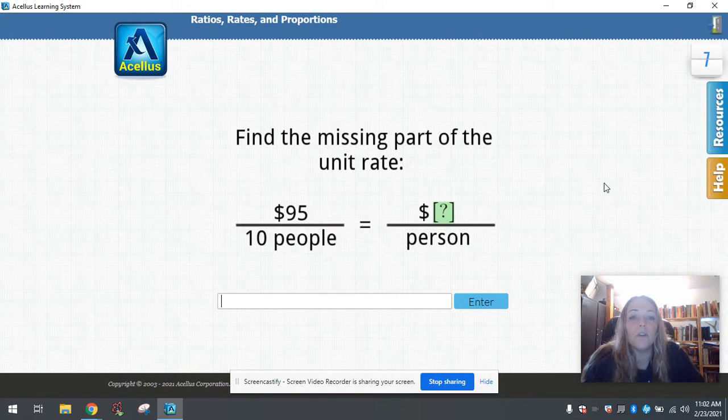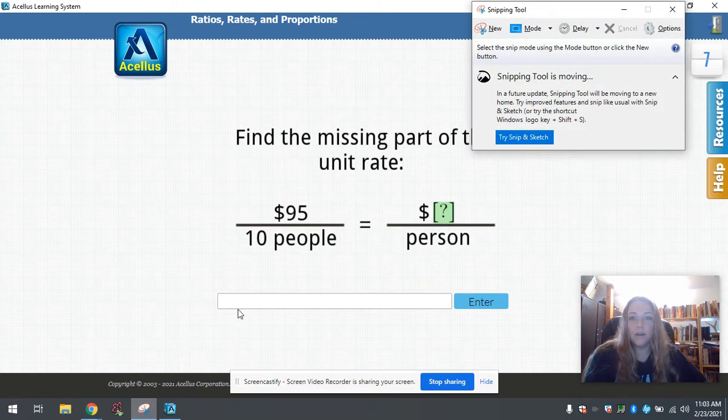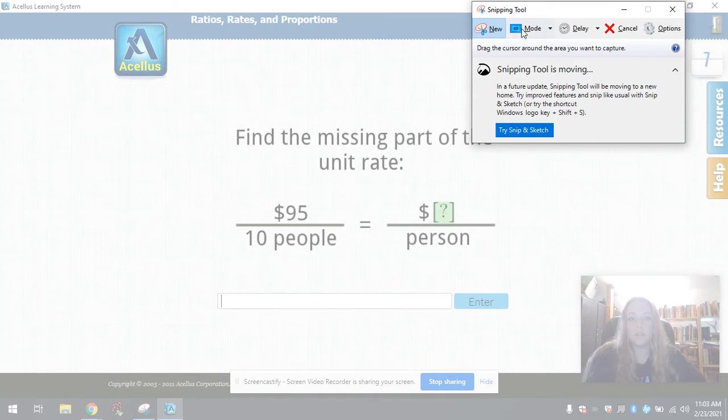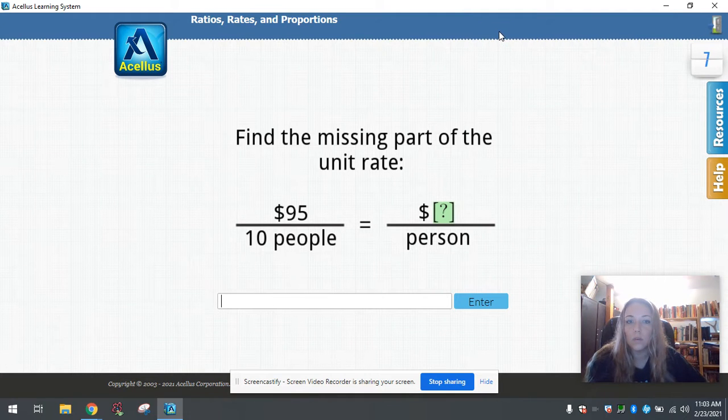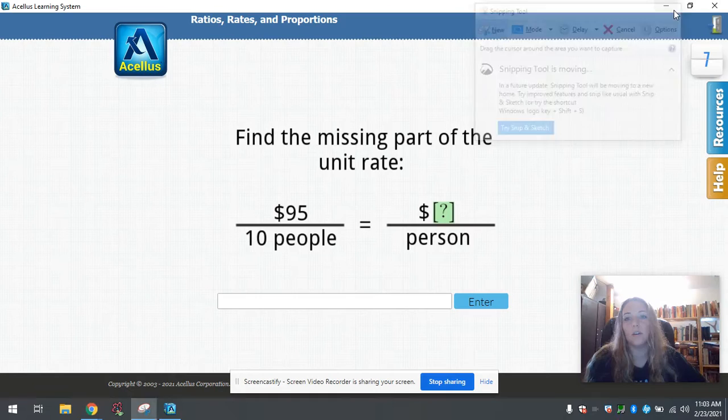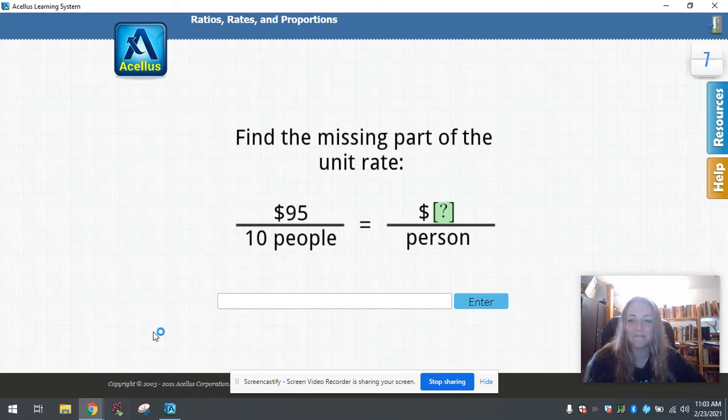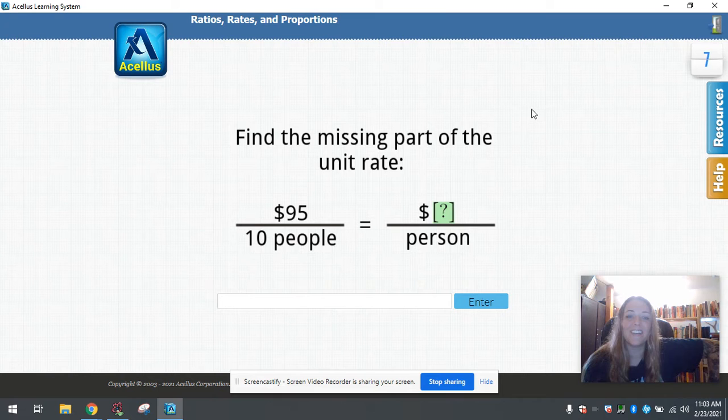We have $95 per 10 people equals how many dollars for one person? Okay, this one's a grammar test too. All right, let's set up our problem. What is happening? Oh, I clicked the wrong button. Operational error. Okay. 95 over 10 equals, we'll say x as our variable.